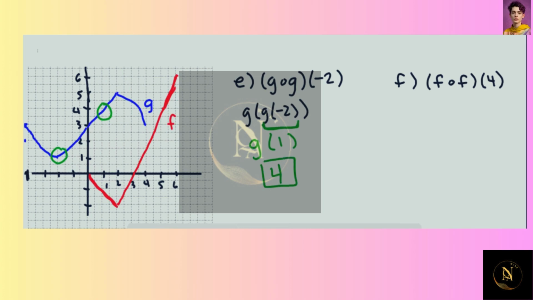And now for f of f of 4, which we can rewrite this way, f of f of 4, we find the inside first, f of 4. So we go over to where x equals 4, and we find that on the f graph, and it's supposed to be 2. Mine's a little low, but if you look at the actual graph, it's 2. So we're going to substitute that in, and now we're looking for f of 2. So we go to where x equals 2, and we find that on the f graph, and that is negative 2. So there's our answer.